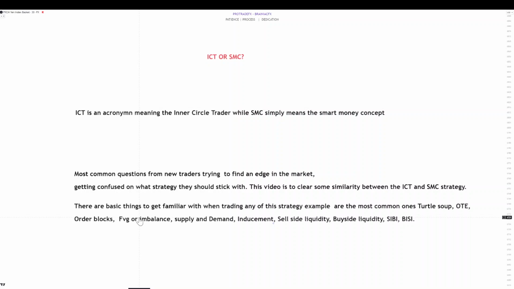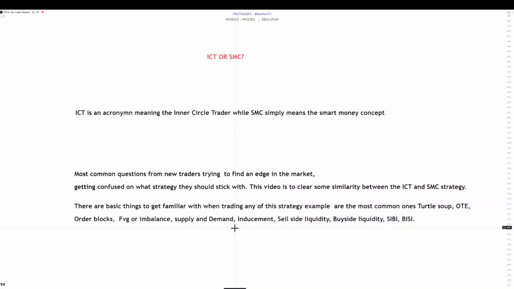Now, there are basic things to get familiar with when trading any of these strategies. Examples of the most common ones are the turtle soup, the OTE, which is the optimal trade entry, the order blocks, the fair value gap or imbalances, the supply and demand, the inducement, the sell side liquidity, the buy side liquidity, the SIBI and BISI, which is sell side imbalance, buy side inefficiency, something like that. You have to understand that these names are attributed to each strategy. ICT has the turtle soup, the OTE, the order blocks, the fair value gaps, the sell side imbalances, the buy side liquidity. Also, the SMC strategy has the supply and demand, the inducement, the liquidity target, all of which are used in SMC.